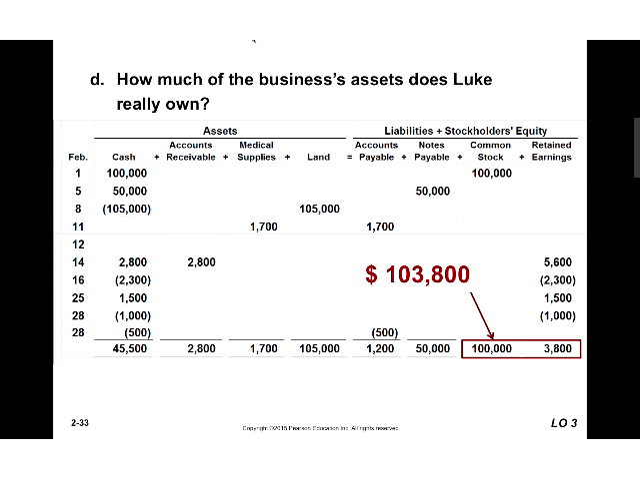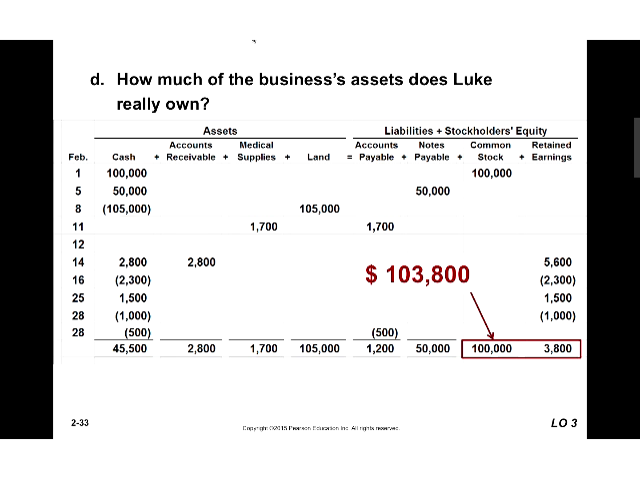To answer this question, we would add up the equity, which is going to be the common stock plus the retained earnings. So if we add that up, we get $103,800. That is the equity of the business, and that's how much the owner or owners actually owns of the business. That's their equity in the business.